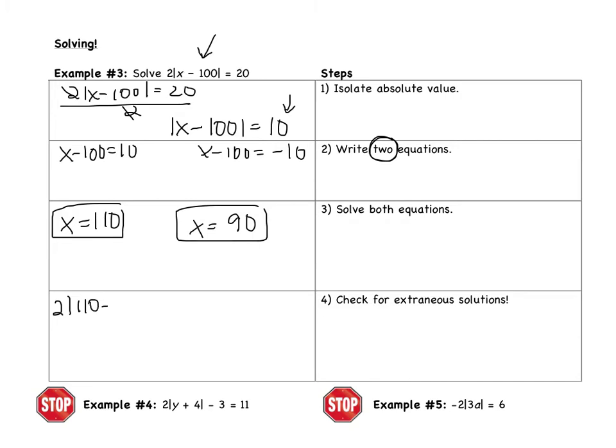So I have 110 subtract 100 equals 20. 110 subtract 100 is 10. The absolute value of 10 is 10. 10 is 10 units from 0. So I have 2 multiplied by 10 equals 20. Yes, that checks out. Now with 90.